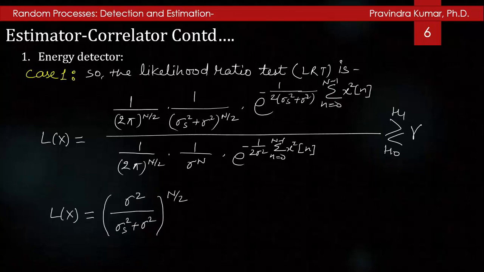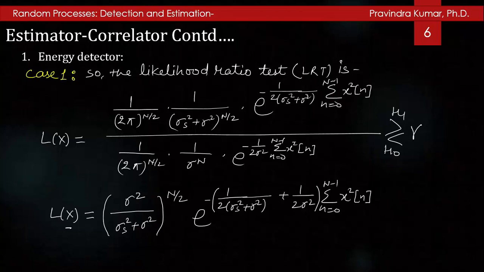So I can also write it as the likelihood ratio, L(x) is equal to (sigma square upon sigma s square plus sigma square) to the power n by 2, into e to the power minus 1 by 2 (1/(sigma s square plus sigma square) plus 1/sigma square) summation n=0 to n minus 1 x square n, and it is greater than or less than the threshold value gamma.